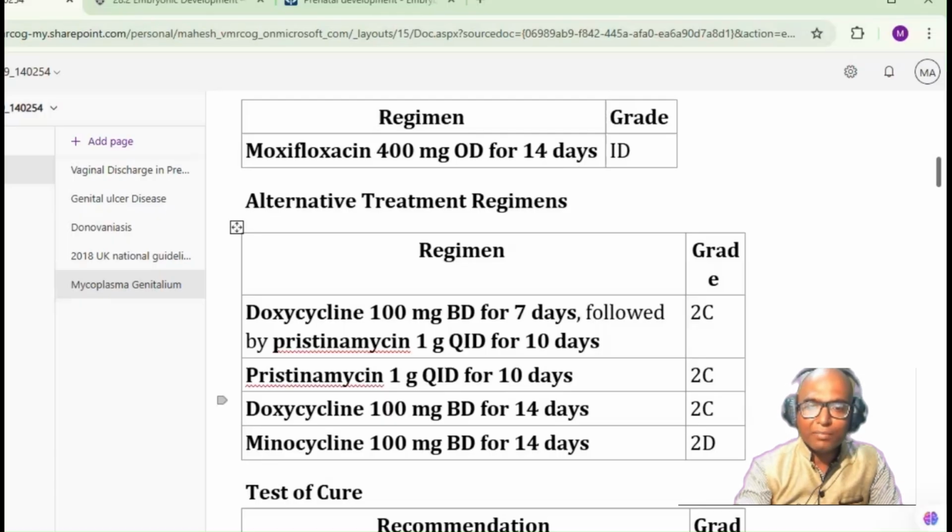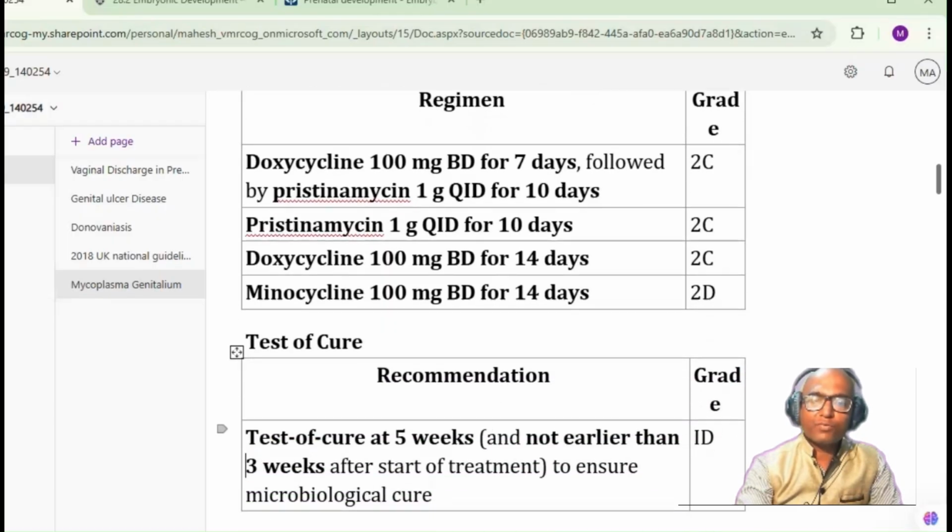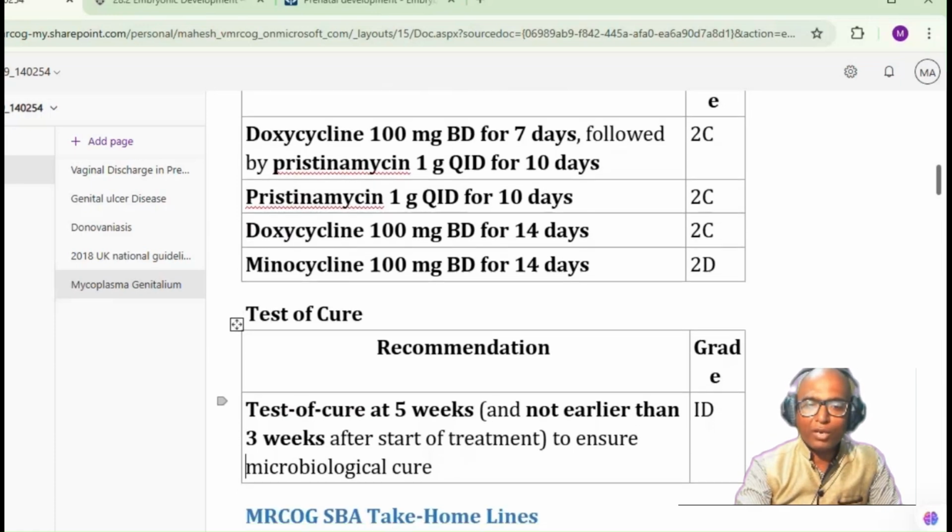Then doxy alone can be used for 14 days, and minocycline 100 BD for 14 days. So these are the alternative treatment regimens, secondary to what we have seen. Okay. Now coming to the test of cure. Test of cure will be done at 5 weeks and not earlier than 3 weeks after the start of the treatment, to ensure the microbiological cure.